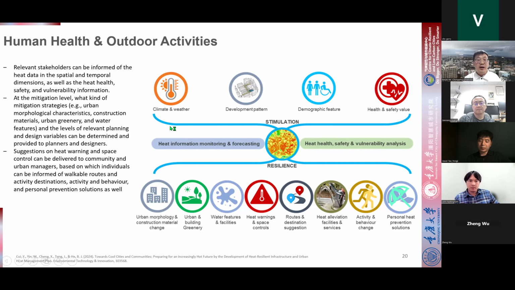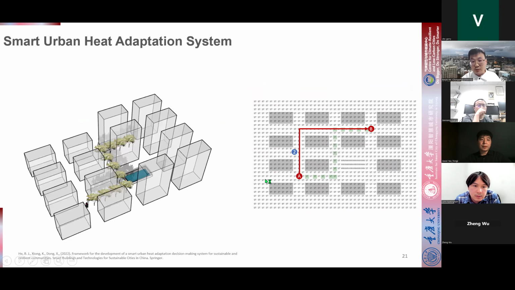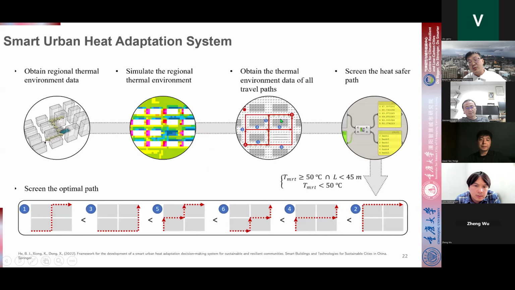We also have a very simple case here: from point A to point B, there are several roads, and which one is the best? It's very difficult to judge if the precinct is very complex. So here we developed models to run the simulation and calculate the thermal comfort or health issues, and to screen and compare which one is the best.